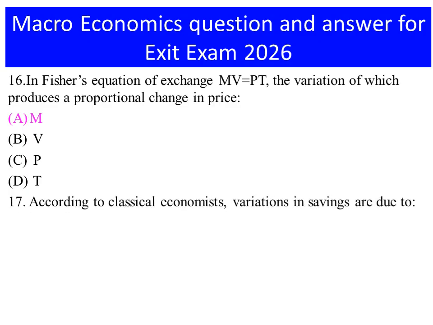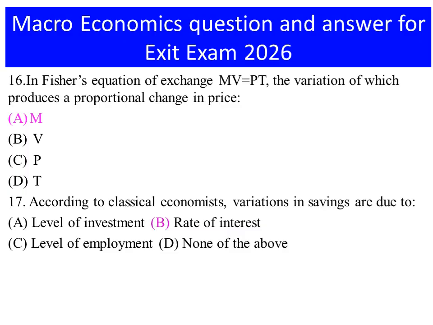Number 17, according to the classical economists, variation in savings is due to A. Levels of investment, B. Rate of interest, C. Level of employment, D. None of the above. So we say rate of interest, because we have said before that saving is a function of interest rates, increasing with interest rates.